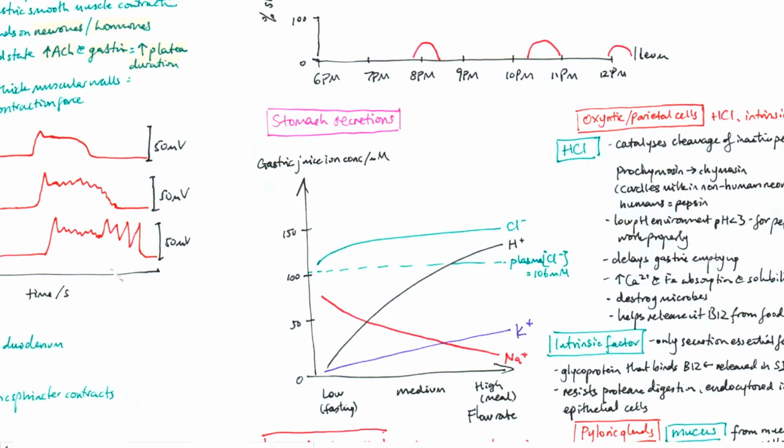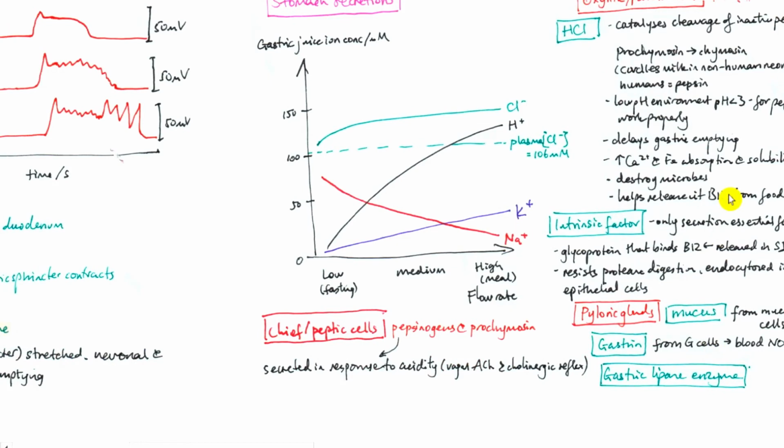It delays gastric emptying, increases the calcium absorption and solubility, and iron as well, and it destroys microbes and helps release vitamin B12 from food. Intrinsic factor is the only secretion which is essential for life because it binds B12, which is very important. And it's a glycoprotein. It's released in the small intestine. It resists protease digestion and is endocytosed into the ileum epithelial cells.